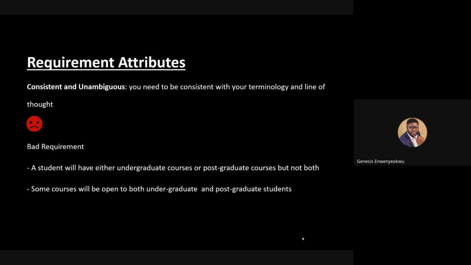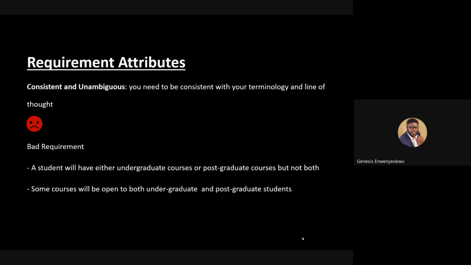But then we have another requirement that says some courses will be open to both undergraduate and postgraduate students. Maybe we wrote this requirement later on in the requirement specification and forgot what we had written before. It is basically saying that some students will have access to both undergraduate and postgraduate. So this contradicts the previous requirement we have written, and it creates ambiguity. It is not consistent, right?